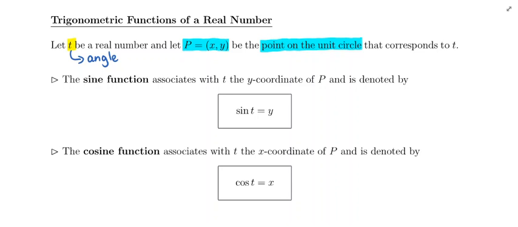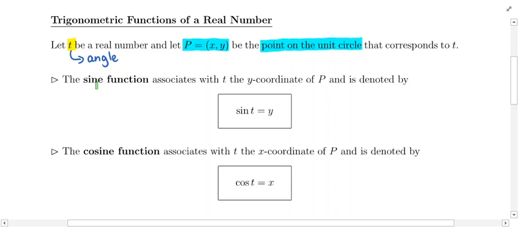We're going to start off with the sine function. The sine function associates with the angle t the y coordinate of the point P and is denoted by sine of t is equal to y. What you need to remember is that sine is the y coordinate.